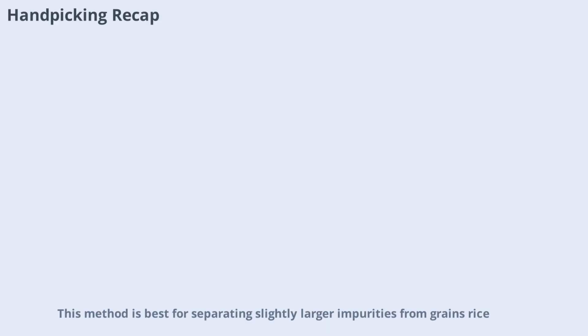Let's revisit handpicking. This method is best for separating slightly larger impurities from grains, rice, or pulses. It's quick, requires no tools, and is often the first step before using other methods. Handpicking is limited to situations where the impurities are visible and not too numerous.